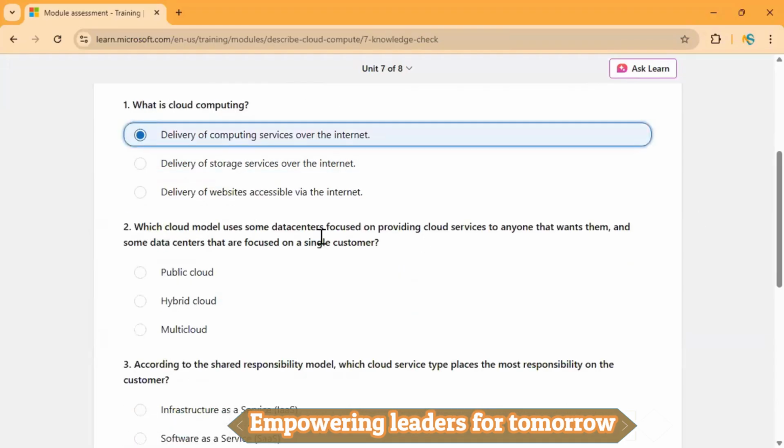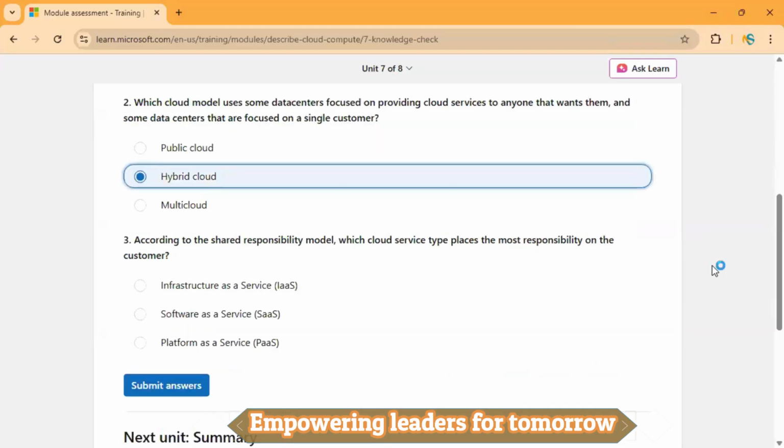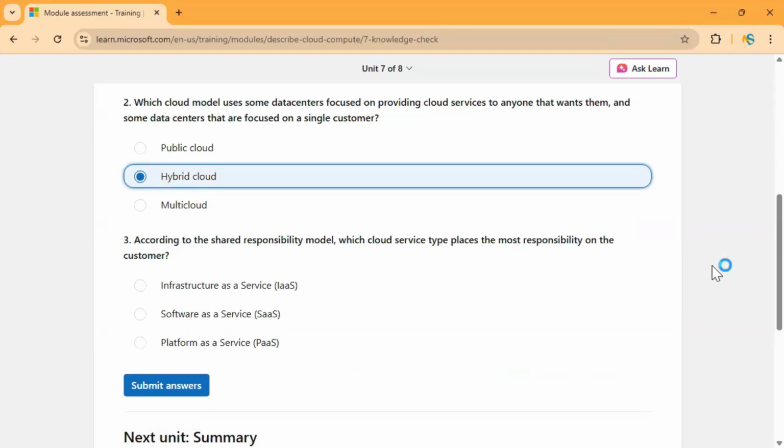Which cloud model uses some data centers focused on providing cloud services to anyone that wants them, and some data centers that focus on a single organization? Hybrid. Good one. Third one: according to the shared responsibility model, which cloud service type places the most responsibility on the customer? Infrastructure as a service. Very good.